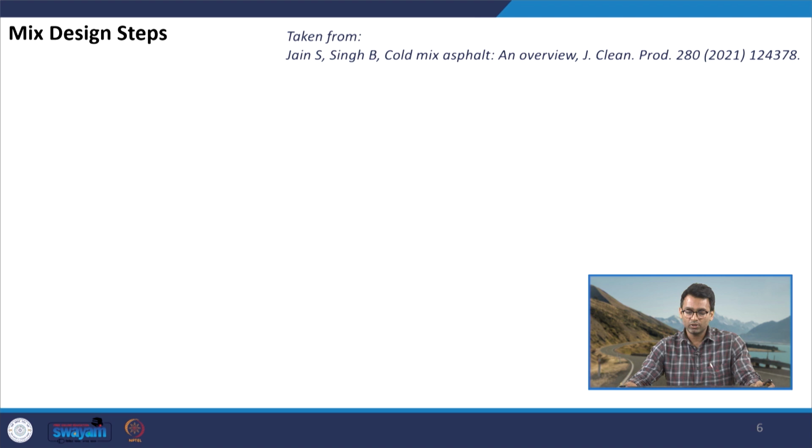And these mix design steps have been taken from one of the good review papers, which is Cold Mix Asphalt: A Review by Jain S and Singh B. It is Shobhit Jain and Bhupendra Singh, which is published in the Journal of Cleaner Production.